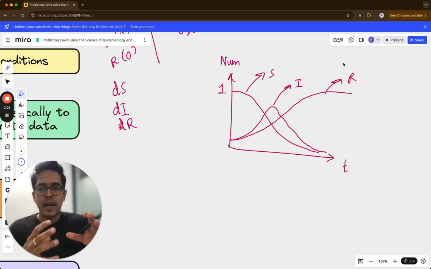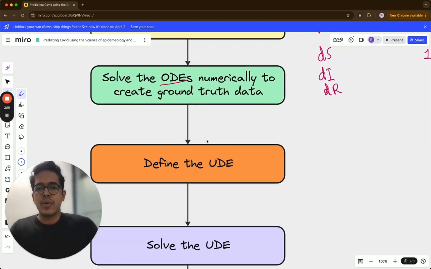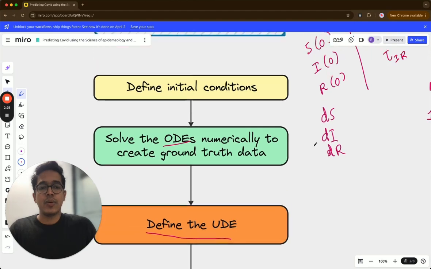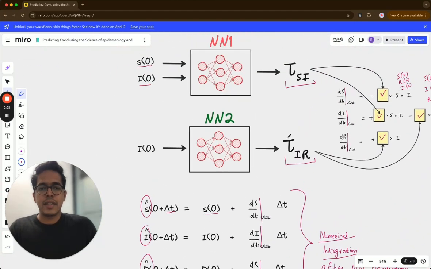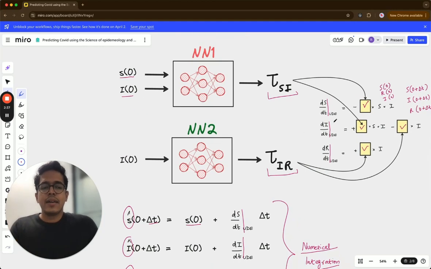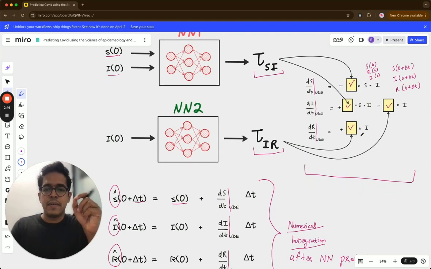So we should have a plot like this, and this will serve as the ground truth data against which we will compare the predictions made by the UDE. So now, once we have the ground truth data, we are ready to define the UDE. In defining the UDE, basically what we are doing is defining the neural networks NN1 and NN2 that we mentioned here. We will be training the neural network such that it is able to make good predictions on the tau SI and tau IR, such that once we numerically solve for the S, I and R using the UDE framework, it should match very closely with the ground truth S, ground truth I, and ground truth R.